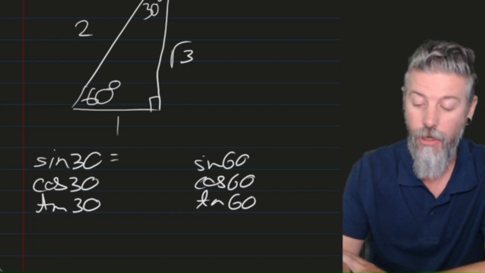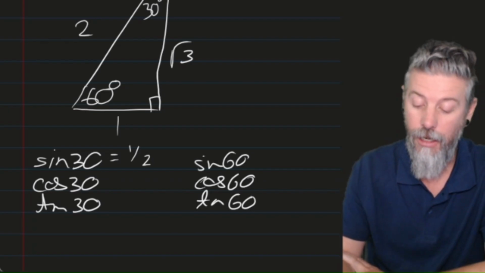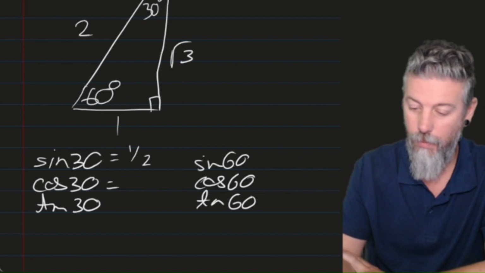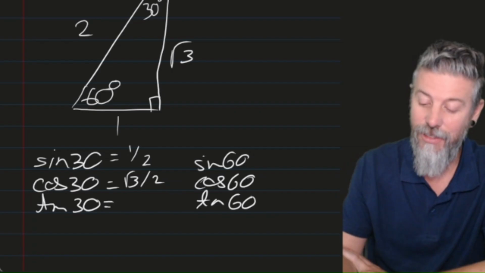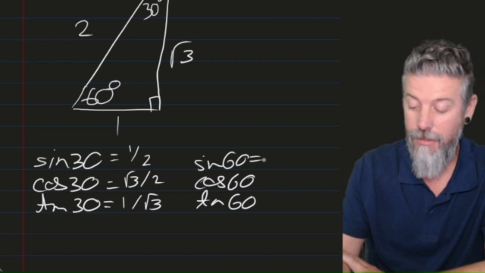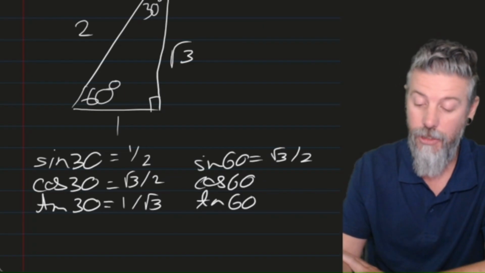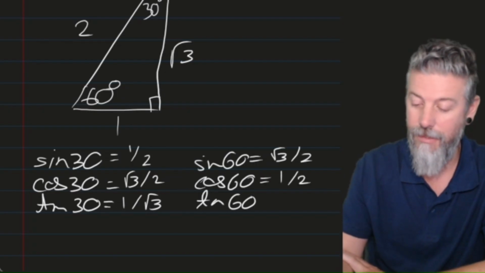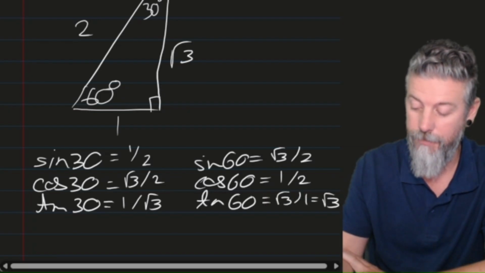So sine 30, opposite over hypotenuse, 1 over 2. Cos 30, adjacent over hypotenuse, root 3 over 2. Tan 30, opposite over adjacent, 1 over root 3. Sine 60, opposite over hypotenuse, root 3 over 2. Cos 60, adjacent over hypotenuse, 1 over 2. And tan 60, opposite over adjacent, root 3 over 1, or just root 3.